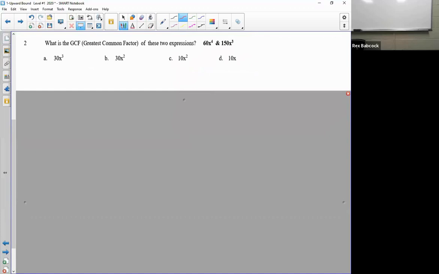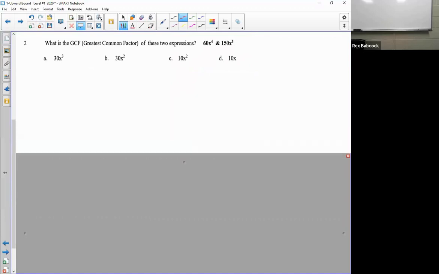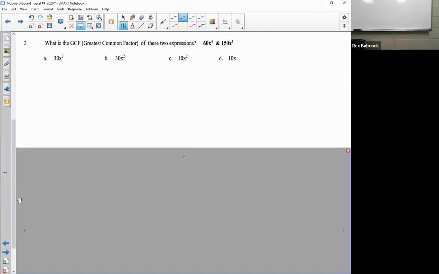What is the greatest common factor? Give it your best shot. Go, and then we'll see if we agree. 60x to the 4th and 150x cubed. We just did one just like that. What is the greatest common factor? Go.